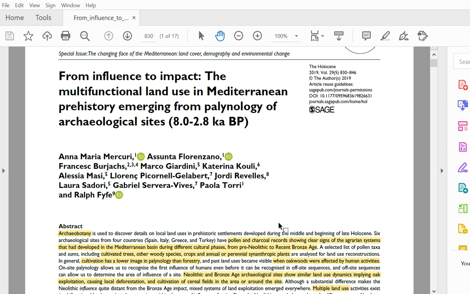Okay, hi everyone. I just want to make a little video about the article I want you to read this week, titled From Influence to Impact, the Multifunctional Land Use in Mediterranean Prehistory Emerging from Palynology of Archaeological Sites.